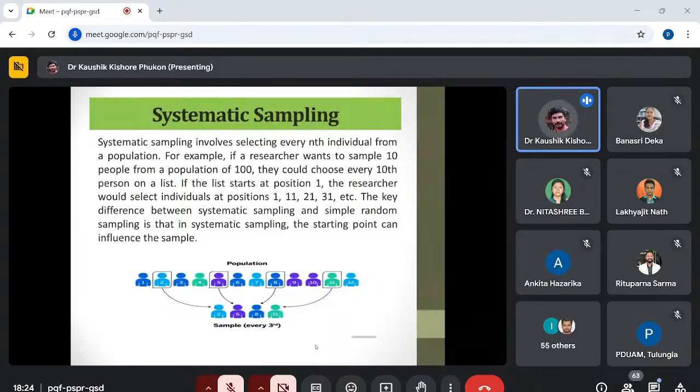In the picture you can see we are starting from 2, then we are selecting the next, 5, and then 8, and then 11, and it will continue. So it is a very easy method. You can choose a random sample with the help of this systematic sampling. Very easy.